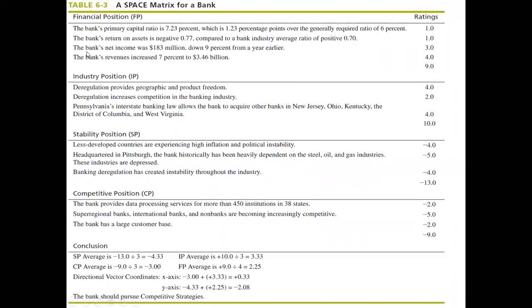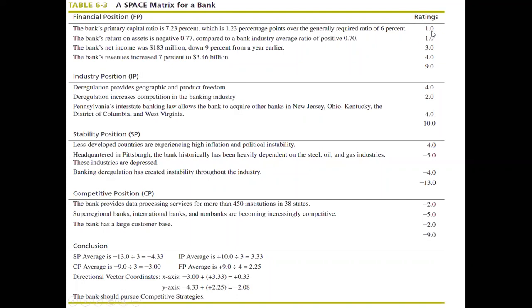The third situation is the bank's net income was $183 million, down by 9% from a year earlier. And the fourth financial position factor is the bank's revenues increased 7% to 3.46 billion. Now we have to rate these 4 financial positions related to the bank out of 1 to 7, where 1 represents worst, 3 would represent something like average, and 4 is moving towards betterment.